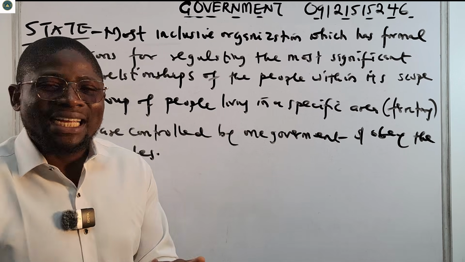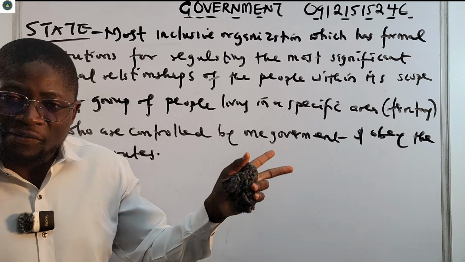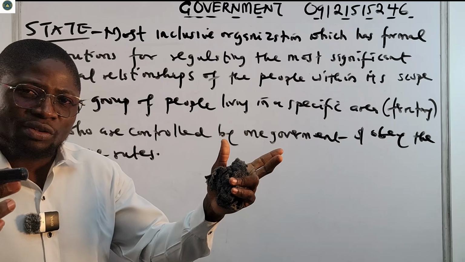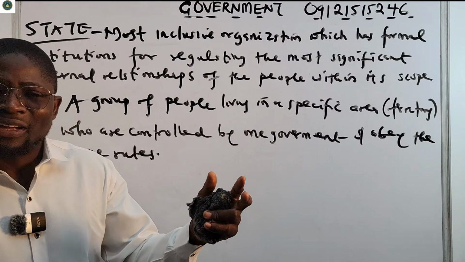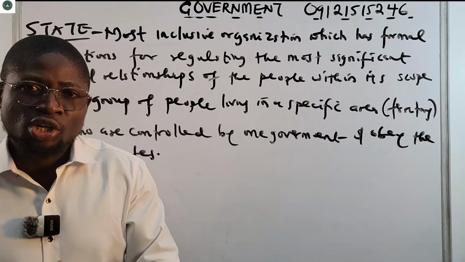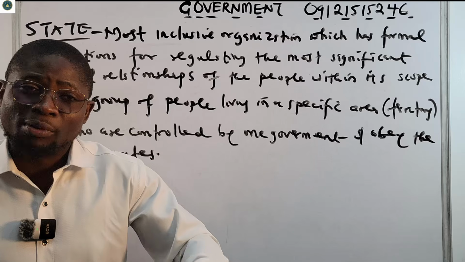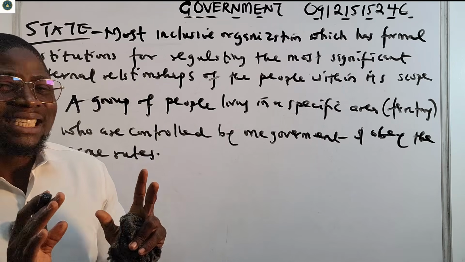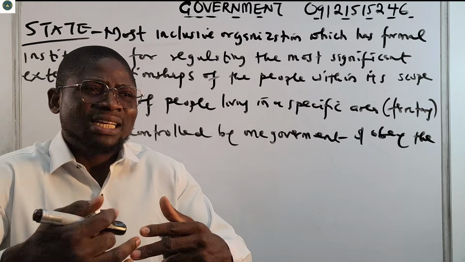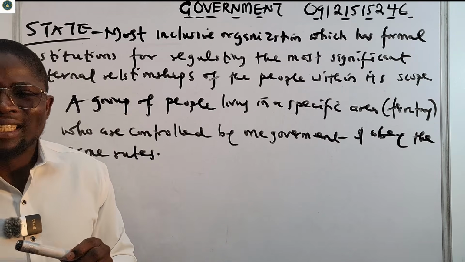For example, we can say Nigeria is a state. It has its own specific area. If you travel, maybe by bus to Ghana, when you are leaving Nigerian borders, you know that you have just crossed the Nigerian border and you are going to Ghana. It's as simple as that. So it has its own defined territory, and it can make its own laws guiding the people within Nigeria. So Nigeria is a state.